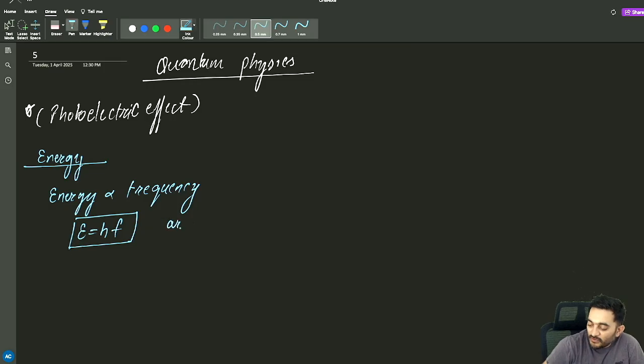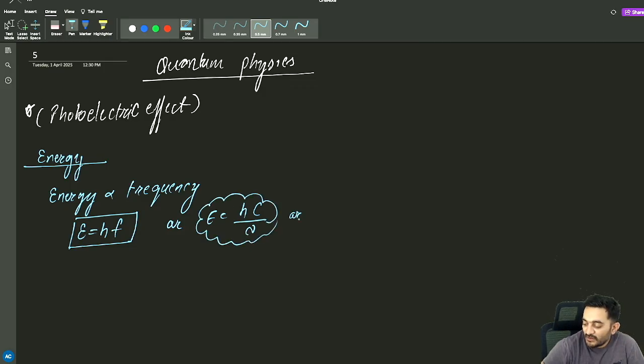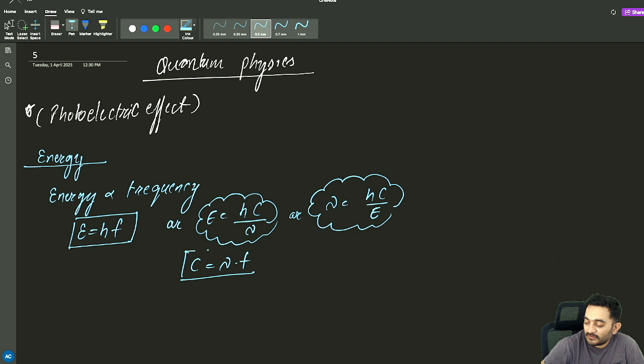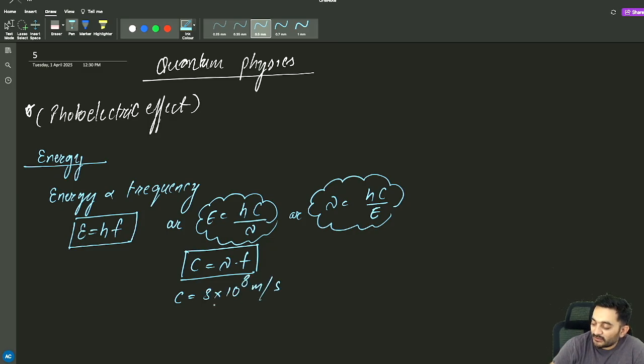If you want to write this in terms of wavelength, frequency can be written as c over lambda, and you can write it this way. The wavelength can even be written as hc over E. These are different forms, because we already know that c is a product of lambda and frequency. That helps you transform this value into other forms. Remember, c is 3 into 10 raised to 8 meter per second. When I'm using c, I'm talking about the speed of light.